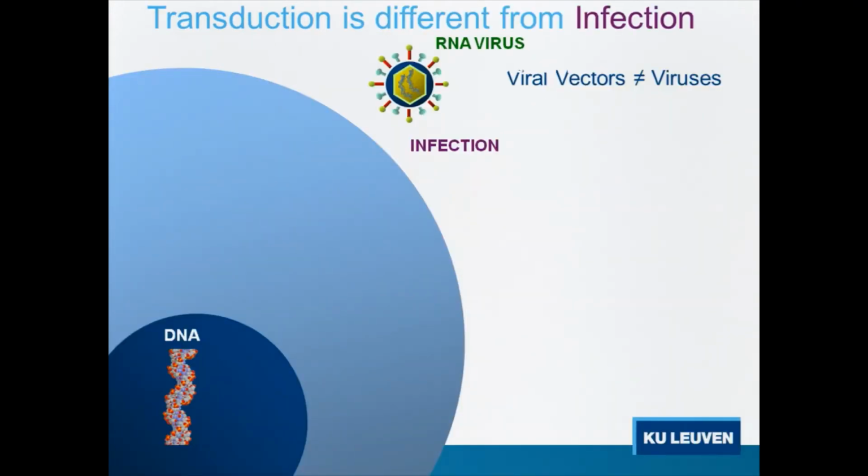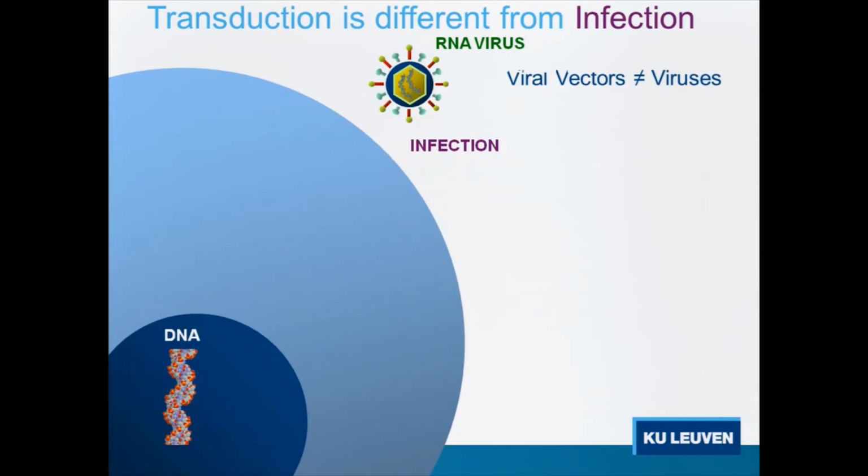So now I'm going to switch to viral vectors that have been developed. Now, with viral vectors, when you introduce DNA into a cell, this phenomenon is called transduction, and transduction is different from infection, which is what occurs with viruses by themselves. So I'm going to first explain what an infection is doing.